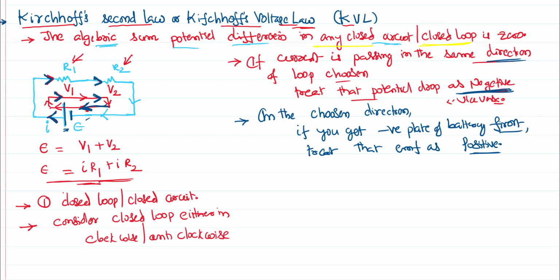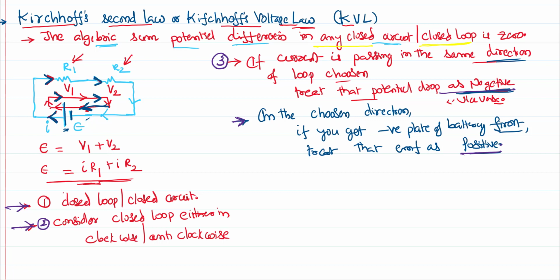Let us try to apply all these rules and see how it looks. So these are the rules. What are the rules? Loop shall be a closed loop. Consider a direction, either clockwise or anti-clockwise. If you have chosen a direction and the current is passing in the same direction across any element, treat the potential drop across that element as negative, and vice versa. In the chosen direction, if you get the negative plate of the battery first and then the positive plate of the battery, treat that EMF as positive, and vice versa, right?